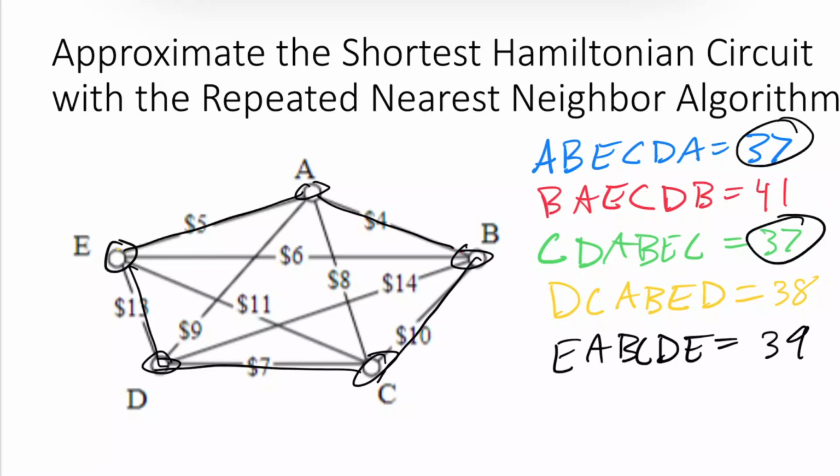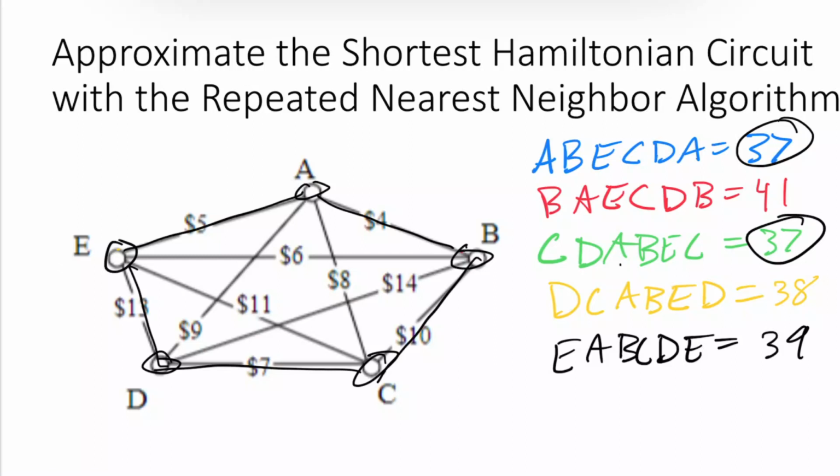Well, it's not necessarily the shortest circuit, but it's an approximately shortest circuit. And really you could start at A or C, and those two are actually the same circuit. So that would be your approximate shortest Hamiltonian circuit with the repeated nearest neighbor algorithm. So again, these do not necessarily give you the cheapest circuit. They just give you an approximation of the cheapest circuit.